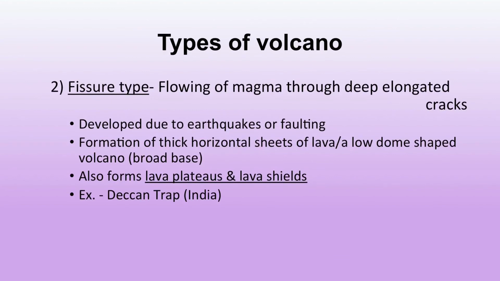Now the second is fissure type. Here there is an elongated deep crack, and magma comes out slowly, not violently, flowing out of these fissures or cracks. It gets developed due to earthquakes or faulting also. Formation of thick horizontal sheets of lava or a low dome shaped volcanic landform takes place. That means a sheet of lava flow is created horizontally, or a low dome shaped volcano landform can be seen.